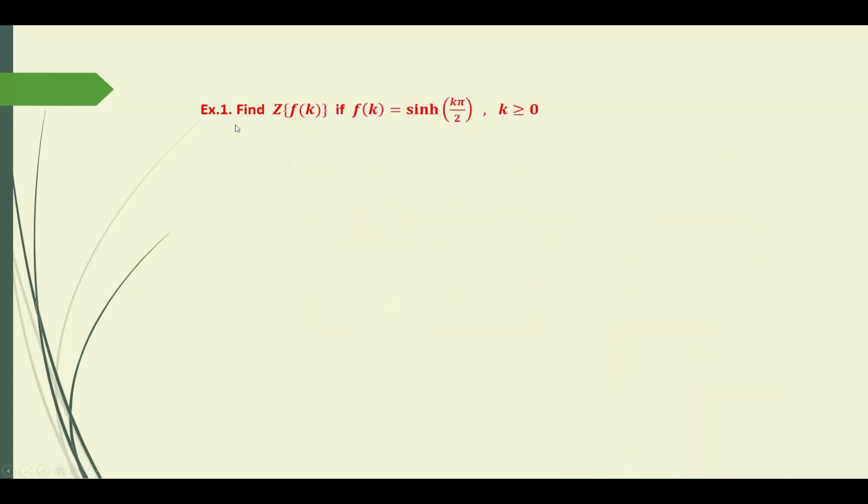P.V. Patil. Example number 1. Find Z transform of f of k if f of k is equal to sin k pi by 2, where k greater than or equal to 0. Solution. We know the formula. We know Z transform of sin k alpha is equal to Z into sin alpha upon Z square minus 2Z cos alpha plus 1 where mod Z greater than maximum of e raised to a, e raised to minus a.